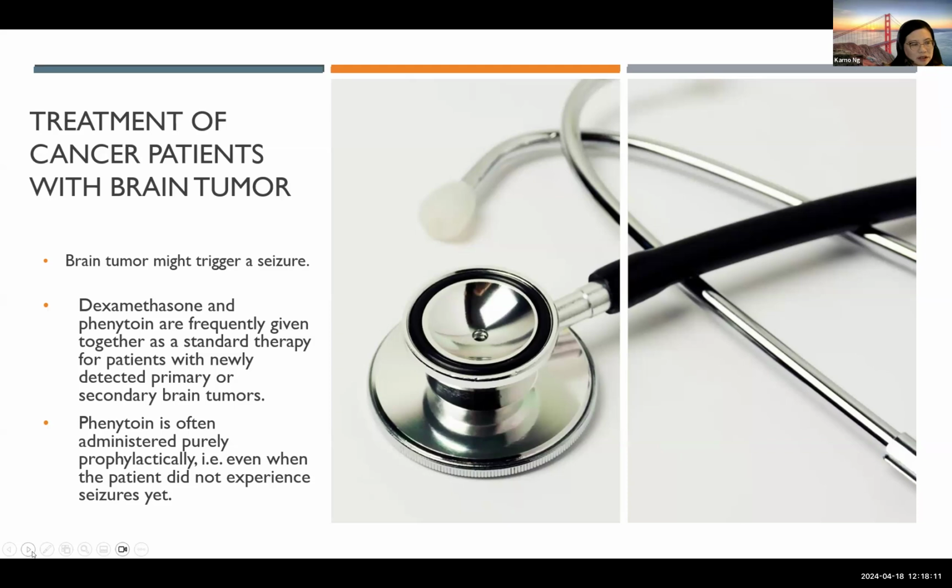Usually, when a cancer patient, especially with a brain tumor, they often have a seizure. These two drugs, dexamethasone and phenytoin, are usually given concurrently to the patients when they are first diagnosed with primary or secondary brain tumors. Phenytoin is administered even when they don't have a seizure yet. It's a prevention treatment.